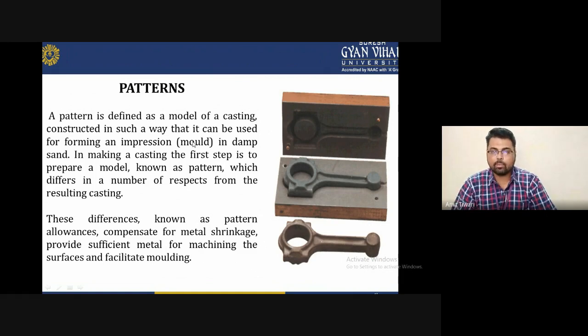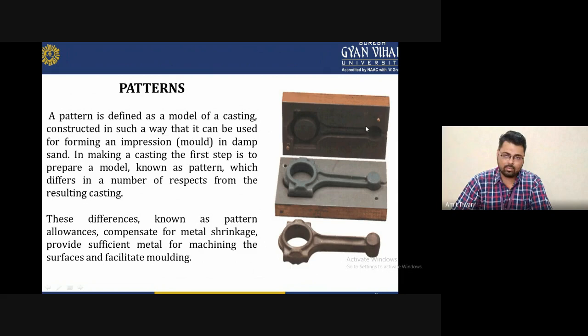That shape is known as the pattern. You can see in this diagram, if you want to make a connecting rod, you must prepare this type of shape, known as the pattern. If you want a final product like a connecting rod, you fabricate a pattern in the same shape as the connecting rod. The pattern will be made depending upon different conditions and different applications.